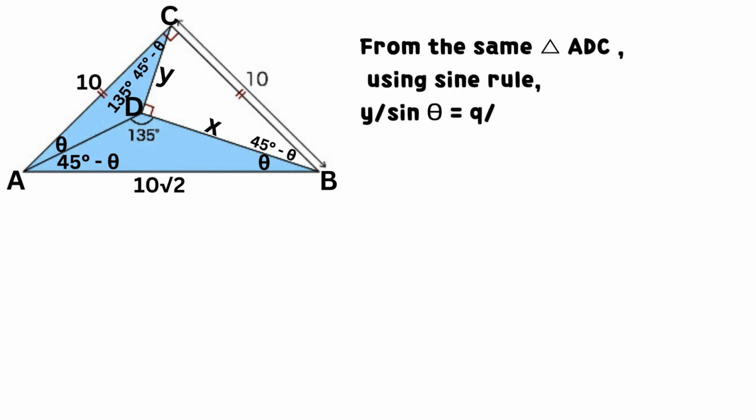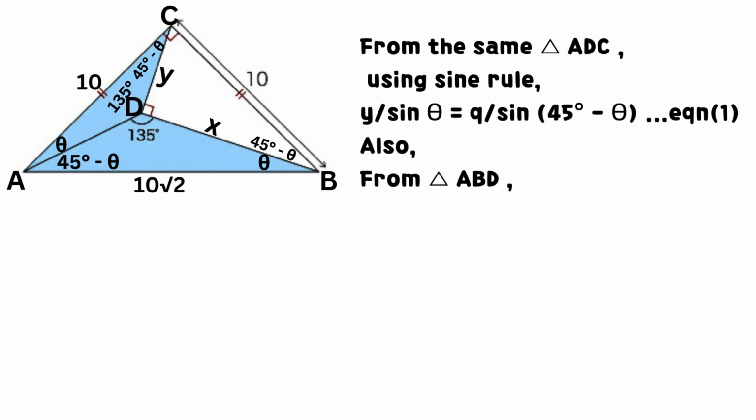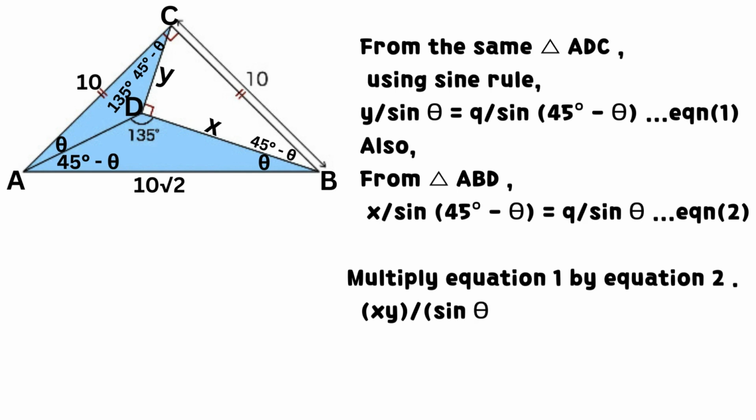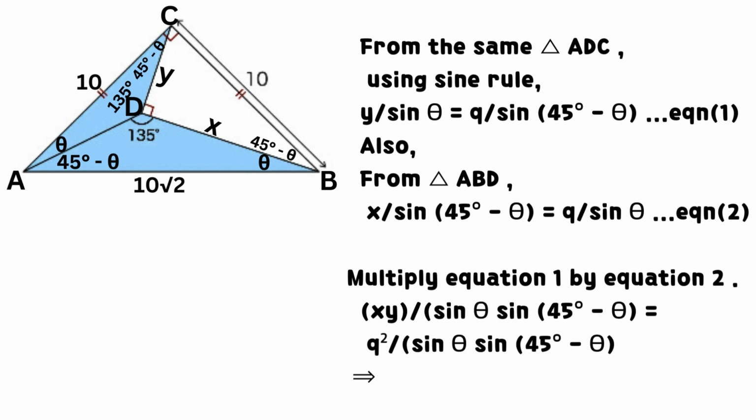From the same triangle ABC, using sine rule, y divided by sine theta equals q divided by sine of 45 degrees minus theta. We call it equation 1. Also, from triangle ABD, x divided by sine of 45 degrees minus theta equals q divided by sine theta. We call it equation 2.